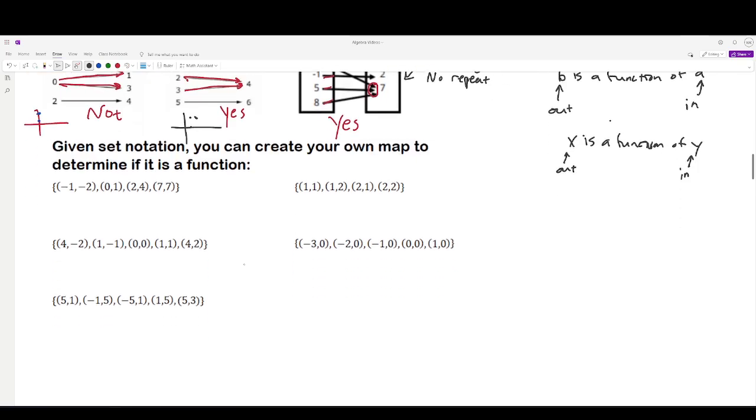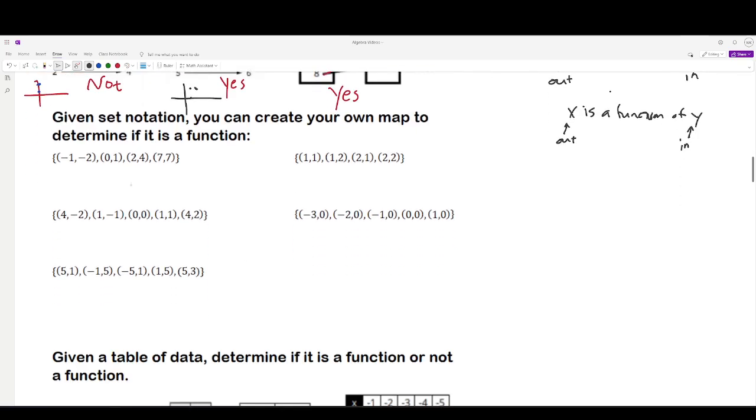The same thing if you're given a list of ordered pairs. So these are all points on a graph. So again, imagining we're looking for the same input leading to a different output. Well, if we don't have any repeated inputs, I have -1, 0, 2, 7, well then it's impossible for me to have one input go to two outputs because I never see one of them twice. There's no repeats. So this one is a function. And again, if I think about a graph, -1, -2, 0, 1, 2, 4, 7, 7, all of these are on separate vertical lines, so there's no way that it could be disqualified.